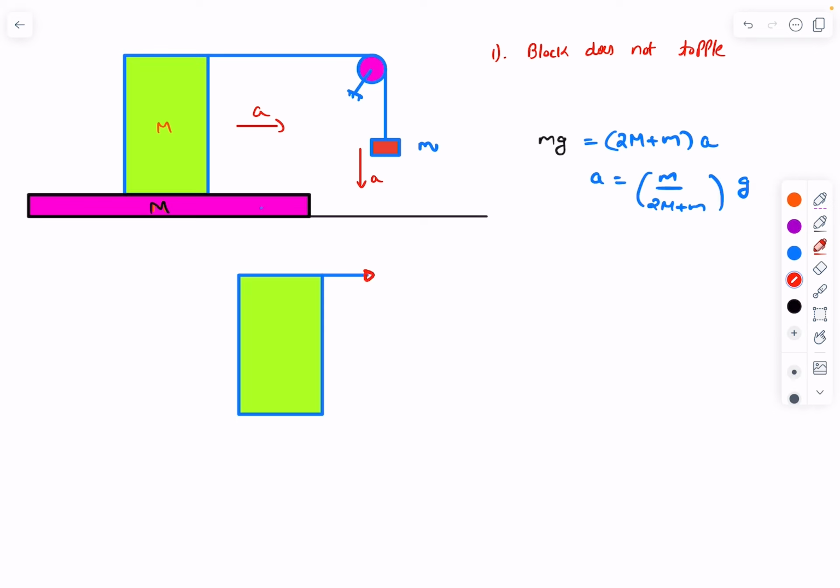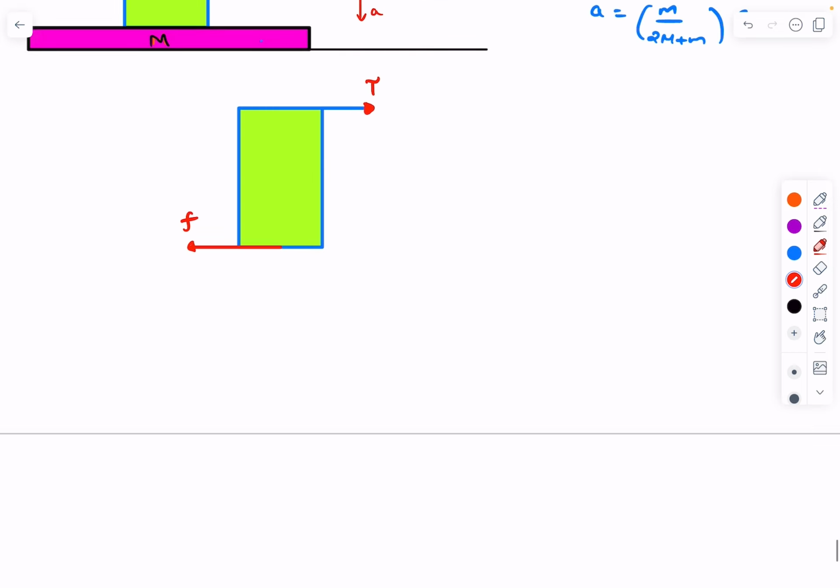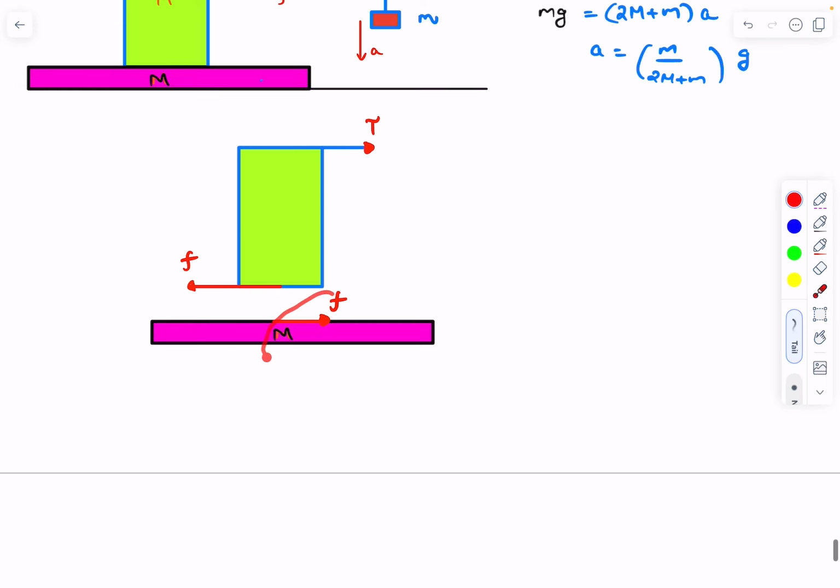Okay, so now let's separate out the block. It has a force of tension acting on it, and the friction from the surface will be in the backward direction, and on the block it will be in the forward direction. So it's better to take the FBD of this plank on the ground. So we can say F equals capital M times A. If I substitute the value of A over here, we'll get this expression.